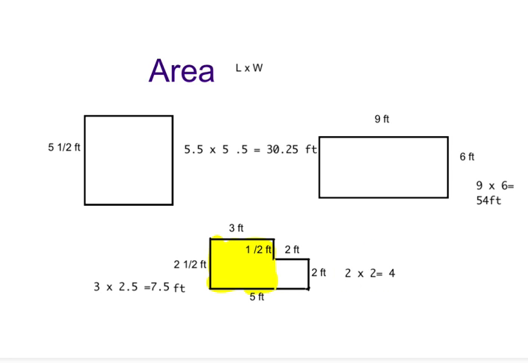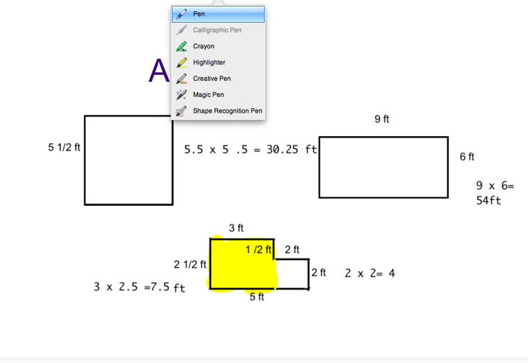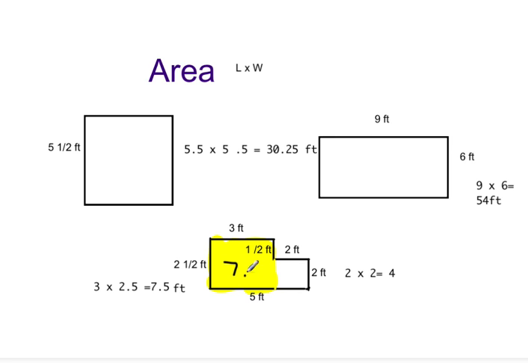So this section, the yellow section, is worth 7.5. And this white portion of the shape is worth 4. Now I'm going to take both of those numbers, the 7.5, and I'm going to add it to the 4 because I need to know what each box worth adds up to. And 7.5 plus 4 is going to get me to 11.5. So 11.5 feet for this irregular shape.